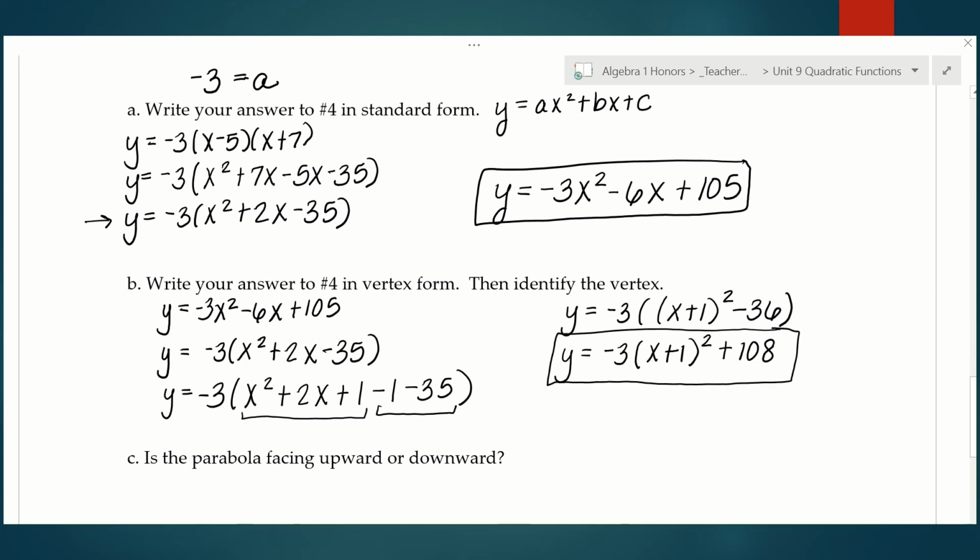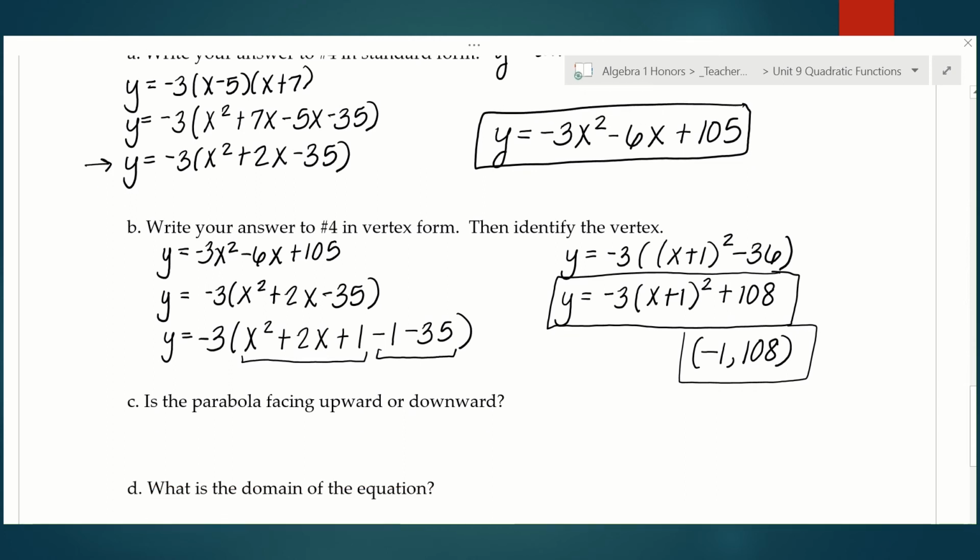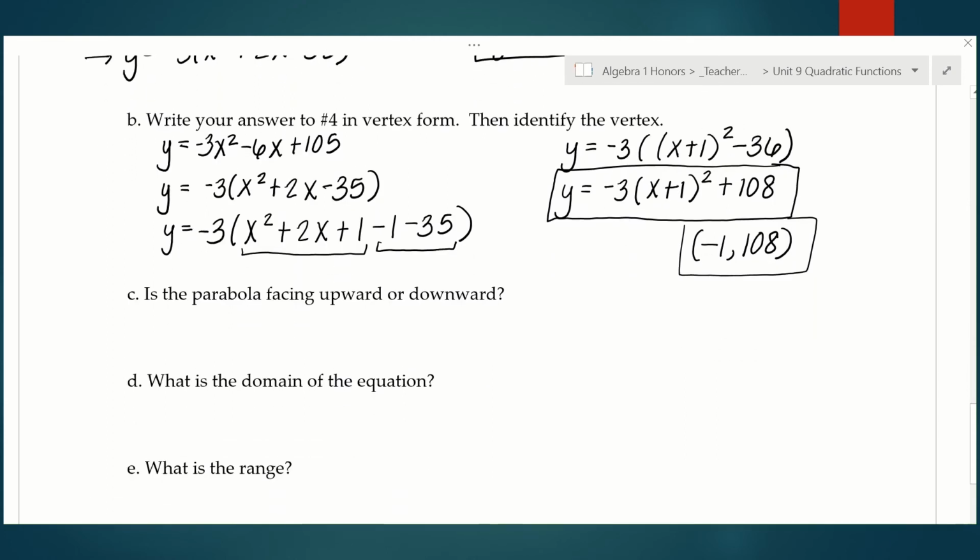And then we also have to identify our vertex. So remember, we take out the h and the k from our equation to get that. And so h is actually going to be -1, because remember, my formula is x minus h. So when I take the h out, it's the opposite sign. And then k stays the same, so it's just positive 108. All right, this is great review.